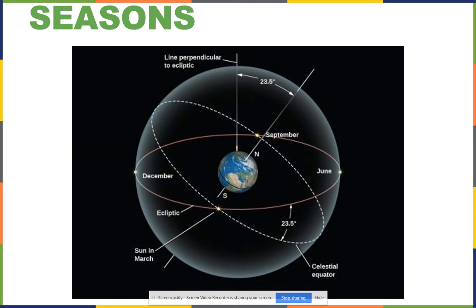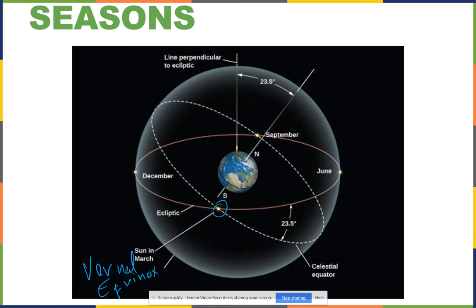This is showing the Earth's tip. You see the ecliptic path, the celestial equator, things we've been talking about. Where the sun is in March, also known as the vernal equinox. The vernal equinox is both the location in the sky and a specific time when they cross. And the vernal equinox is when we start spring.